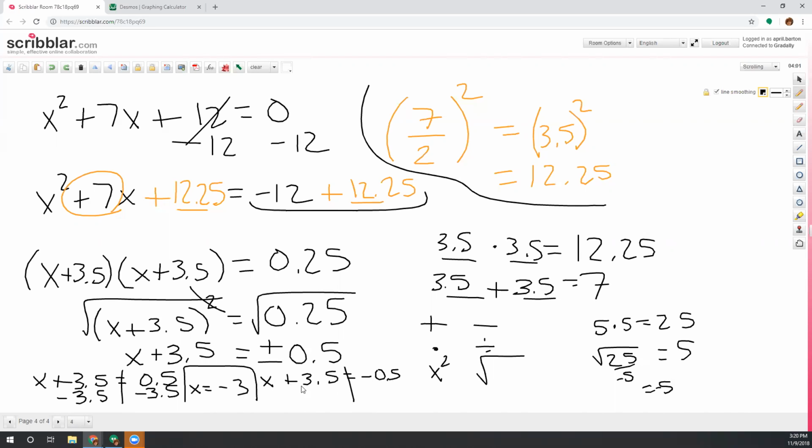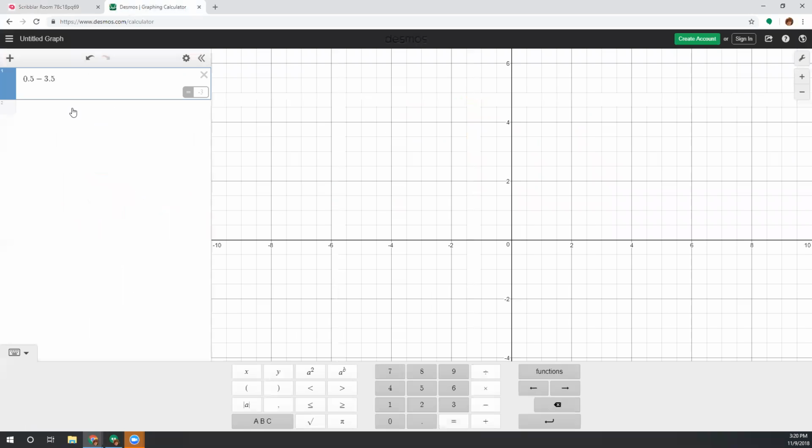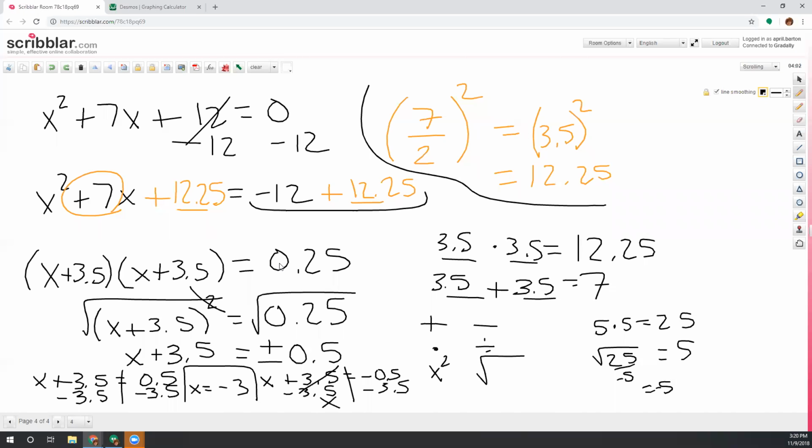On the second equation, we actually do the same opposite. We still minus 3.5. What's different is this was a negative 0.5. So when you do negative 0.5 minus 3.5, it gives you a different answer. This time it gives you negative 4. So we can also solve this by quadratic formula.